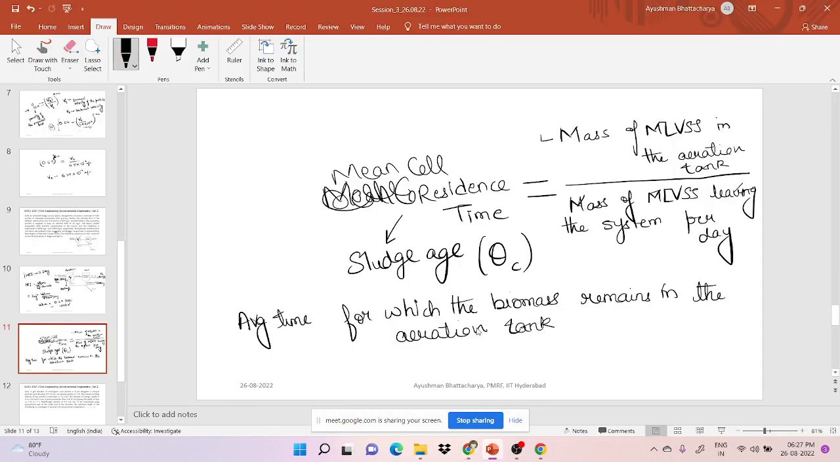Average time for which the biomass remains in the aeration tank. So this we call as mean sludge residence time. The basic meaning of this is the average time for which the biomass remains in the aeration tank.